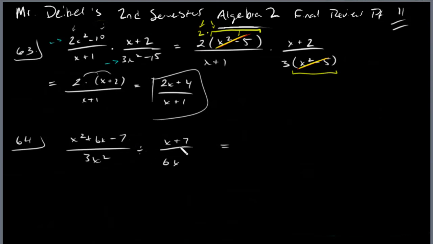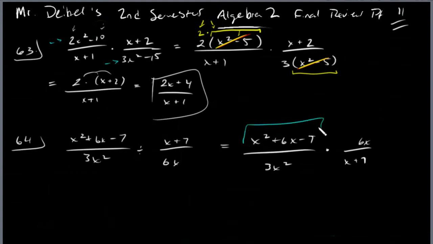So instead of dividing by this x plus 7 quantity over this 6x, instead multiply by its reciprocal. So you're going to take this and turn it into a multiply, and then flip this fraction. So you're going to get x squared plus 6x minus 7 over 3x squared times 6x over x plus 7. Now, in this case, you just want to factor and cancel. The only piece that's immediately factorable is this top piece.